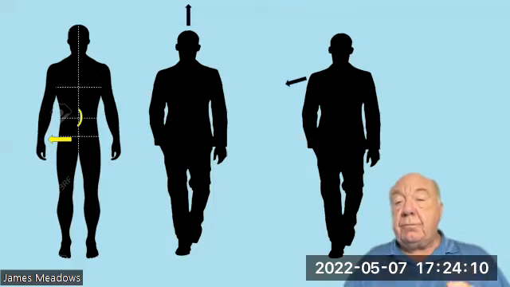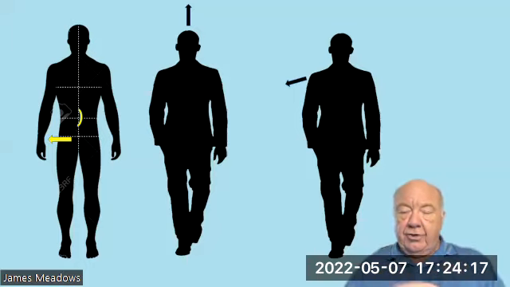Now, interestingly enough, a long leg is not the same as a short leg. This isn't a relative thing. If you've got a long leg, you have a vertical limb. You come up over that leg.